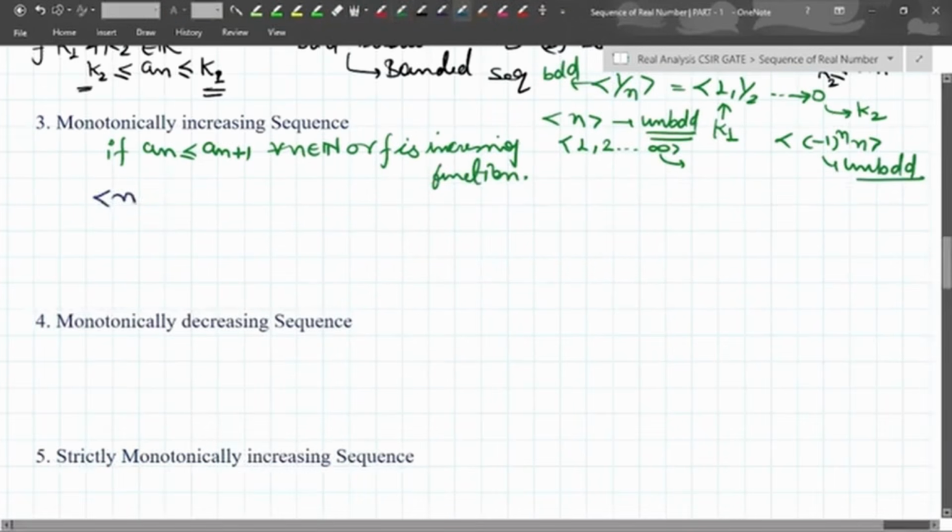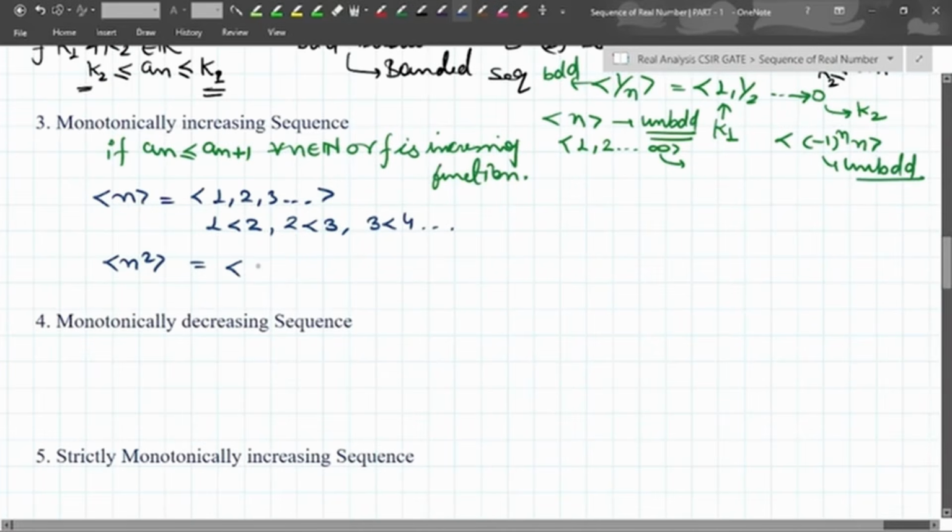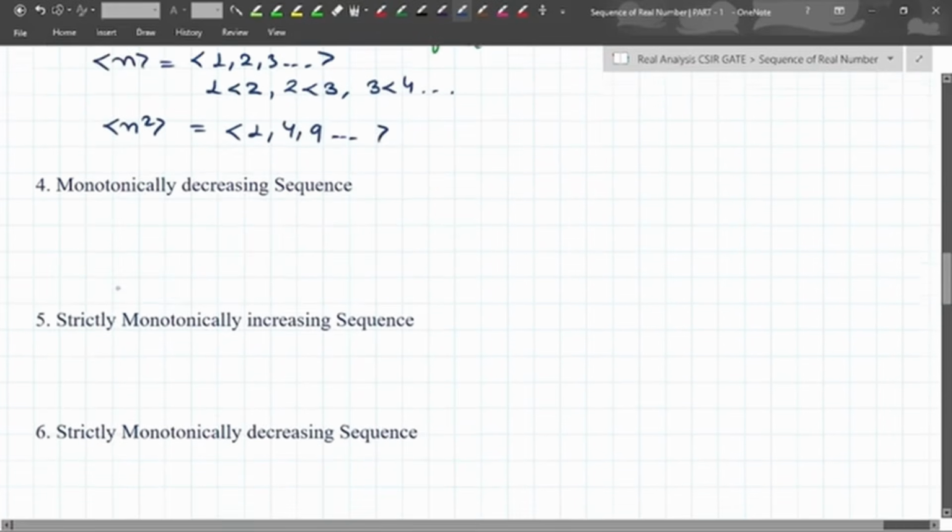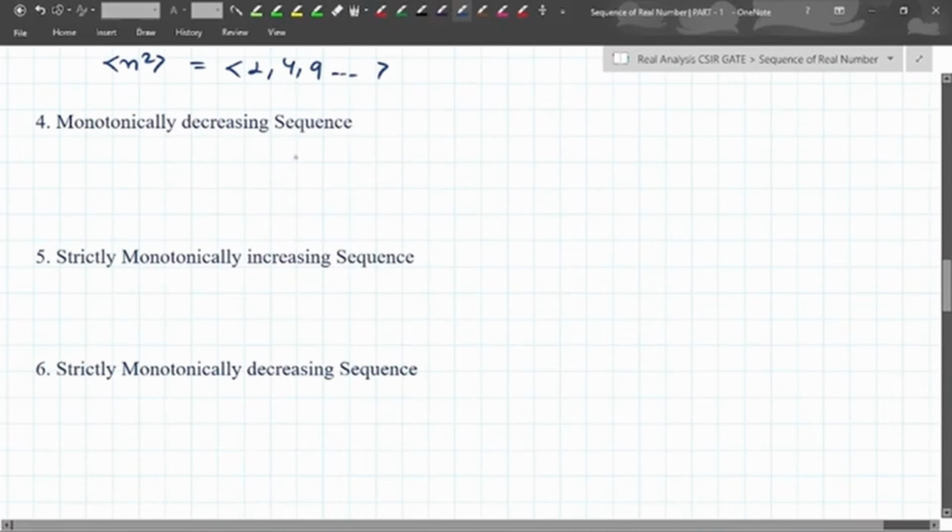Let's take one example here, for example n. So it is 1, 2, 3. You can see here 1 is less than 2, 2 is less than 3, and again 3 is less than 4. So it will go up to infinity. So this is your monotonically increasing sequence. Again, if you take n square, it is 1, 4, 9. It is also monotonically increasing.